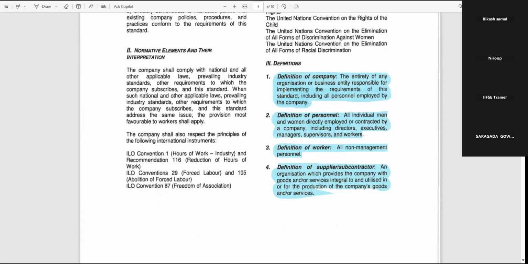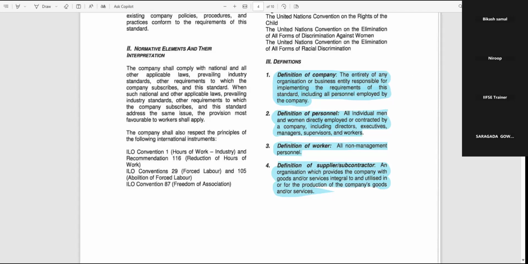So when we talk about company, basically it is any organization or business entity responsible for implementing the requirements of this standard, including all personnel employed by the company. So it is about the company which has adopted or is planning to implement this specific standard, including all personnel employed by the company. When you say personnel, it is nothing but individual men or women directly employed or contracted by the company, including directors, executives, managers, supervisors, and workers. When you say personnel, it is largely covered by everybody. When you talk about worker, it means non-management personnel; the non-managerial persons, everybody will fall under the worker category.